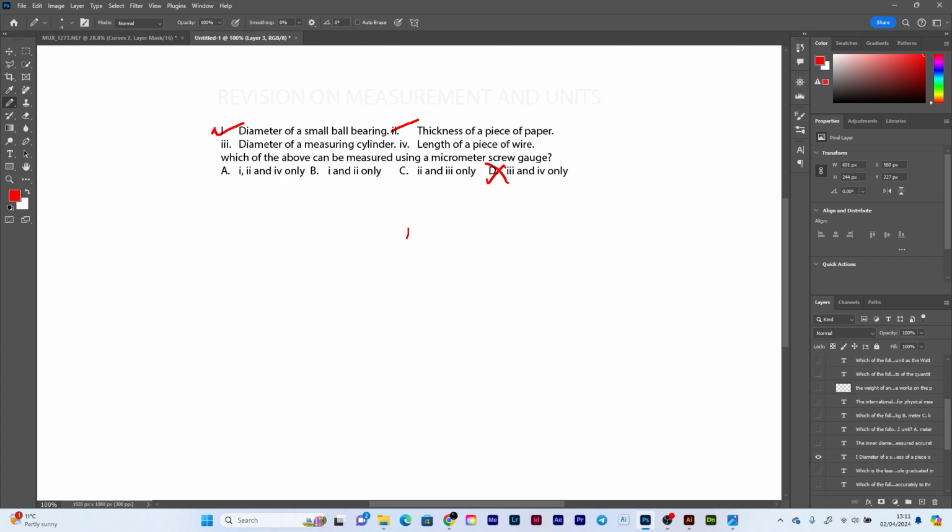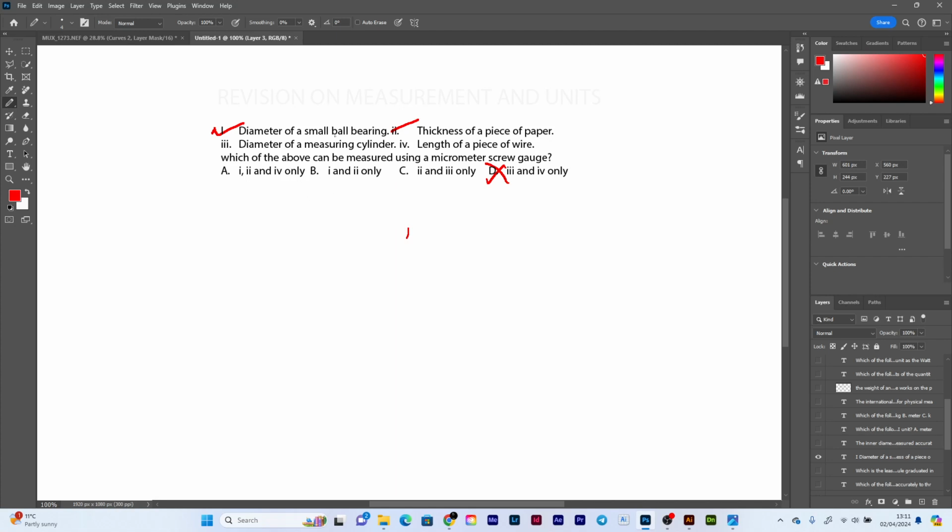Because micrometer screw gauge is used to measure the external diameter of a round object and the thickness of a piece of wire. So a piece of paper is as thin as a piece of wire, abi. So that means 1 and 2 is part of the answer.